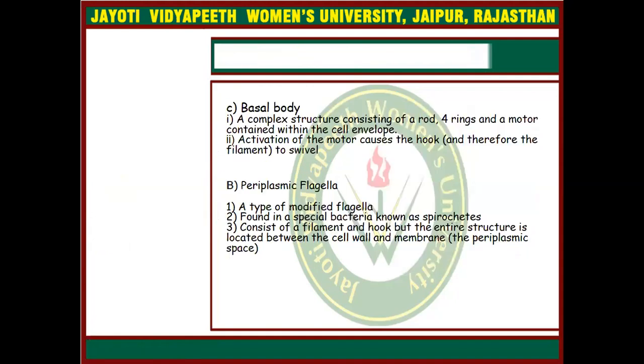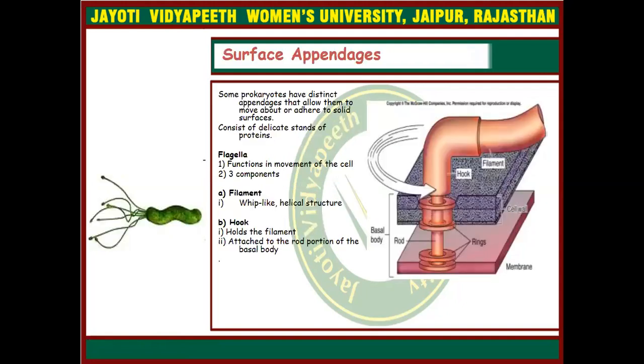The third one is the basal body. The basal body is a complex structure consisting of four rings and a motor. There are four rings: one, two, three, four, and one motor. This is the motor part, and it attaches the bacteria to the cell membrane. The basal body is attached to the cell membrane on the cell body.